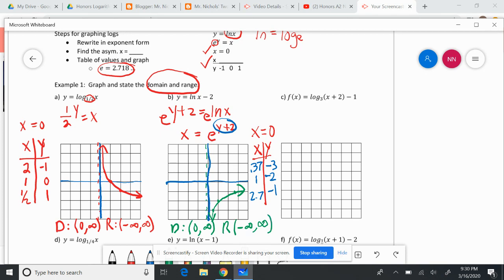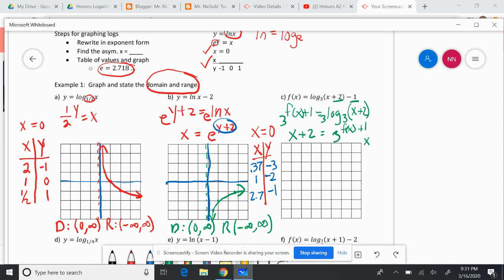Now for letter C, what we've got are two different things going on. What we have is -1 or subtracting 1, and then in parentheses we have the +2. Our first step is we're going to add the 1, so we have f of x plus 1 is equal to log base 3 of x plus 2. Since the x plus 2 is in parentheses, we're going to do the base 3 for the log. And so what we have is x plus 2 is equal to 3^(f(x)+1).